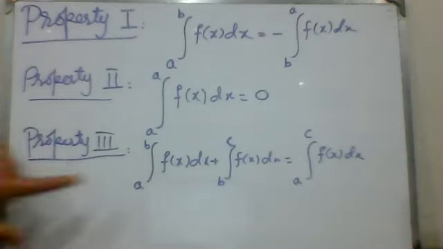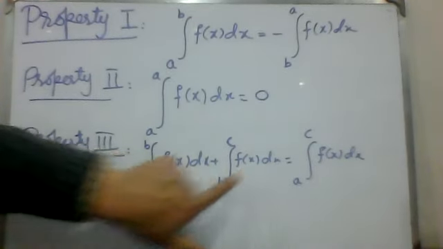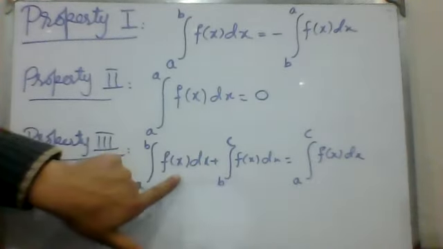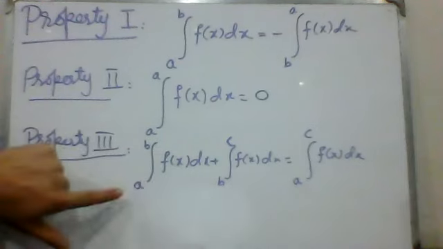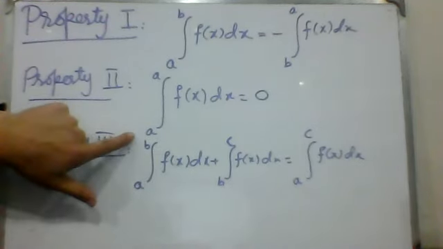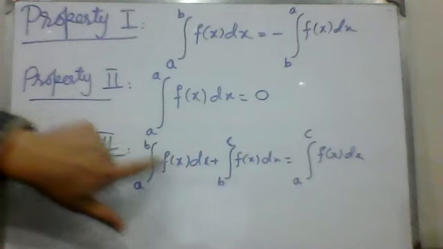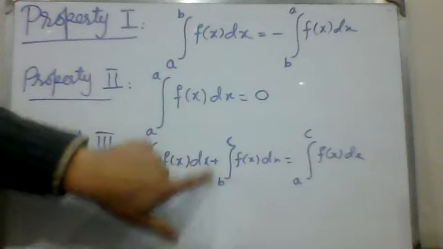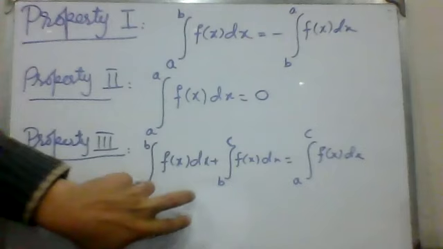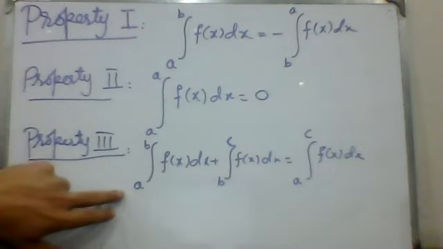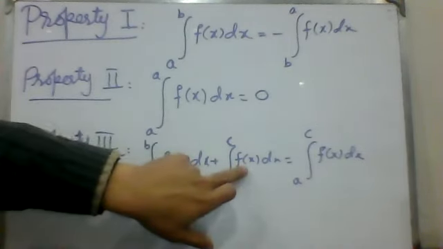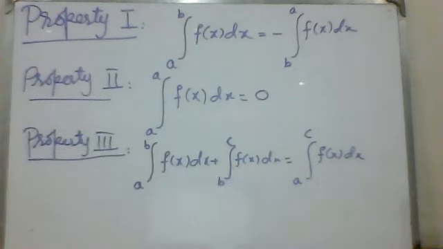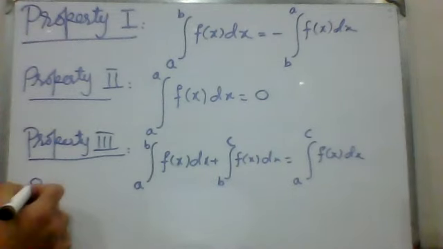Here the function in both the first and second is the same, f of x, but the domain of the first is A to B, which ends at B, and the second domain starts from B and ends at C. So we combine them and say that the domain is A to C, defined on f of x. That is the third property we use to solve the problem. Now next, property number 4.